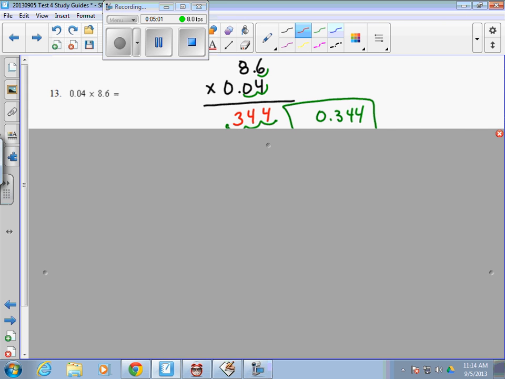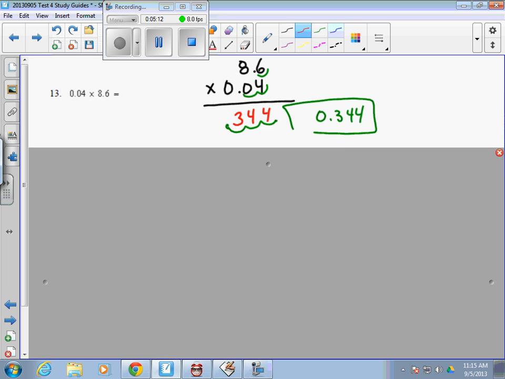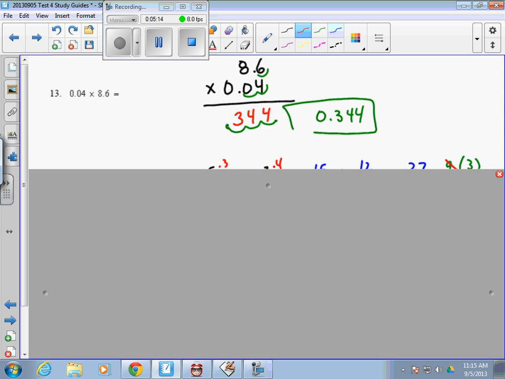13 says 0.04 times 8.6. Don't need calculators for stuff like this. 8.6 times 0.04. Just multiply 6 times 4 and you get 24. 4 times 8, you get 32. You have to add 2 to it. You get 34. So 344, but you have to move the decimal once for the top number, as I have it written, and twice for the bottom number. You have to move the decimal 3 times. So 0.344.